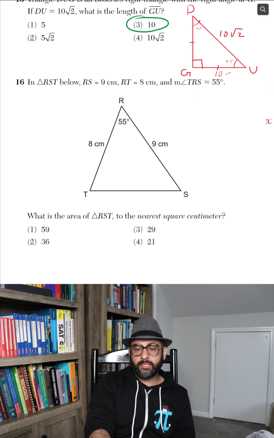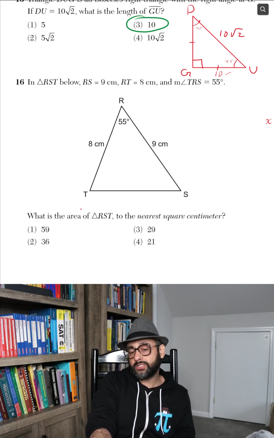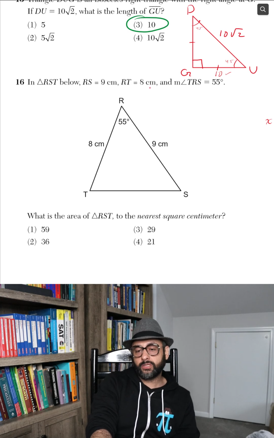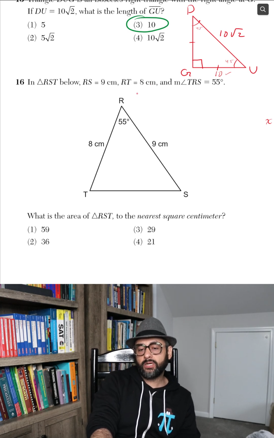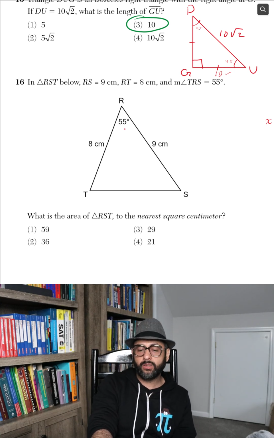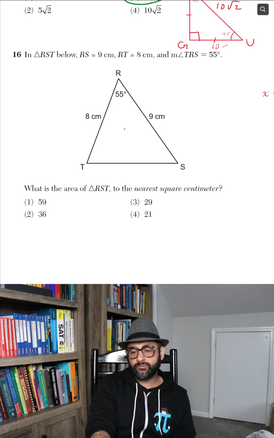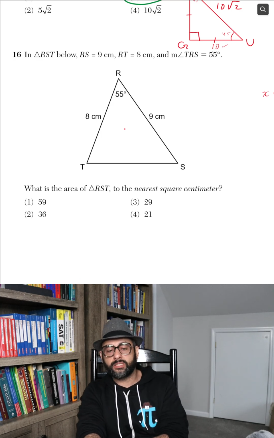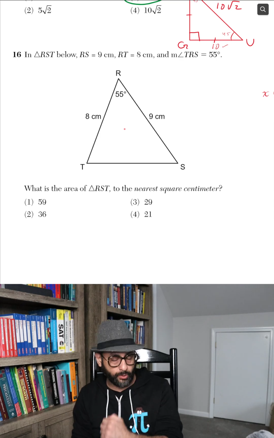Number 16. In triangle RST below, RS is equal to 9, okay, and RT is equal to 8. And it looks ever so slightly shorter than the 9, so far drawn to scale. And the measure of angle TRS is 55 degrees, looks ever so slightly smaller than a 60-degree angle. Fine. What is the area of triangle RST to the nearest square centimeter? Is it 59, 36, 29, or 21?